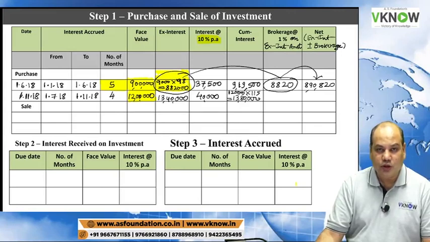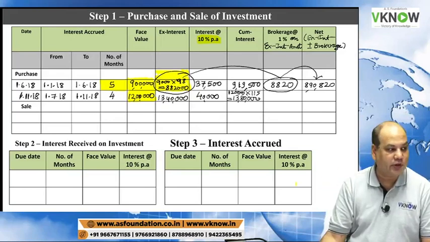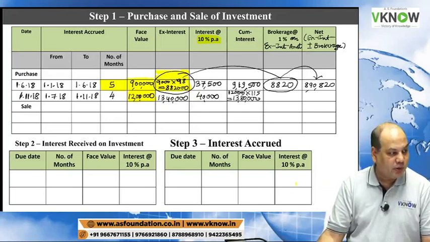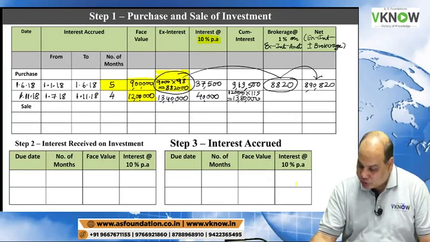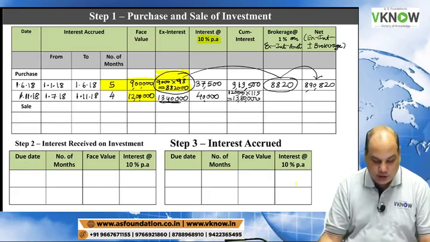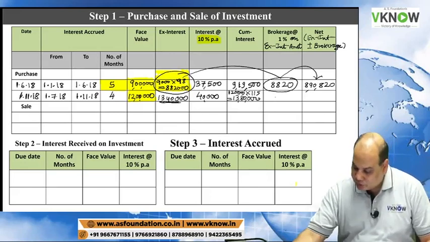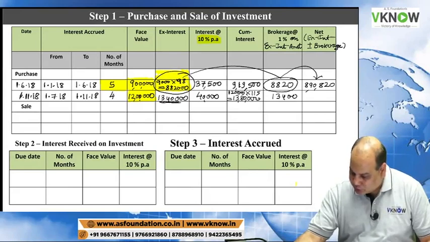So ex-interest we have computed, cum-interest, ex-interest. Brokerage will be 1% of the ex-interest amount. So tell me the brokerage now. Brokerage is 1% of the ex-interest amount, so brokerage will be 1% of 13 lakh 40,000. That is 13,400.